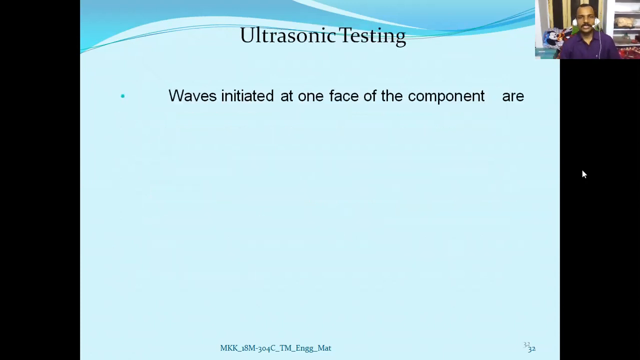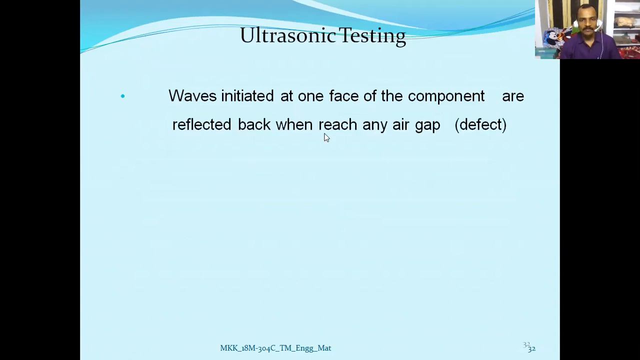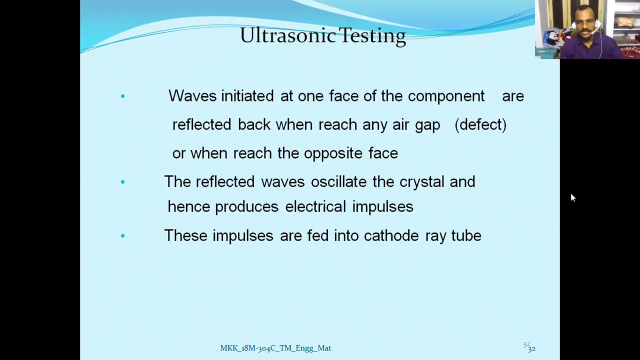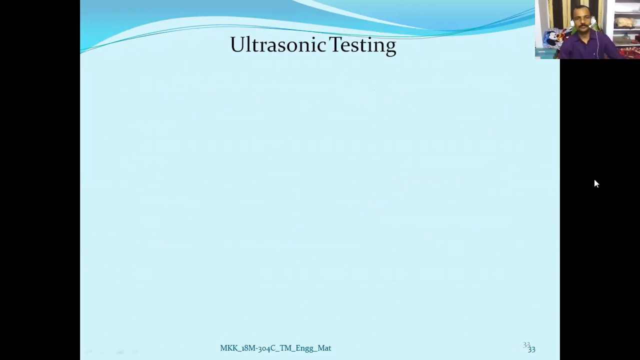The waves are initiated at one face of the component and reflected back when they reach any air gap or a defect, or when they reach the opposite face. The reflected waves oscillate the crystal, nothing but the probe, and hence produce electrical impulses. In turn, these impulses are fed into the CRT or cathode ray tube.